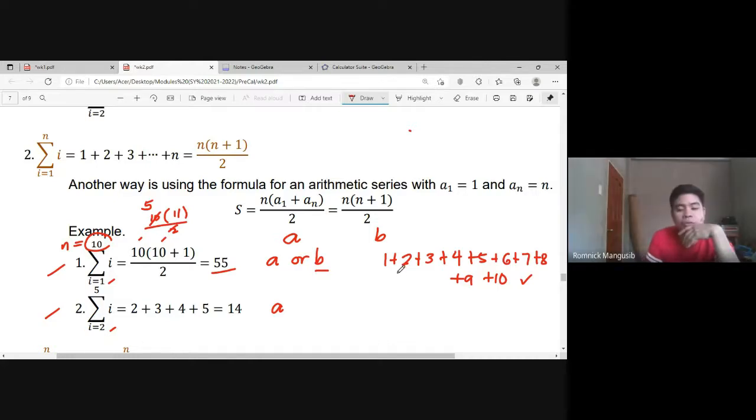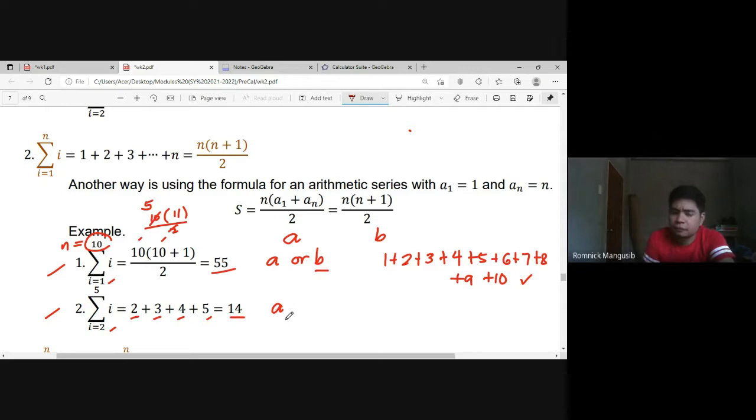Samantalang itong number 2, I starts from 2 and it ends from 5. Kapag gawin mo siyang manual, 2, 3, 4, 5. Nag-start ka daw kasi sa 2. So 2 plus 3 plus 4 plus 5. The answer is 14. Pero kung gusto mong gamitin ang formula A, may ibig sabihin nito, ang magiging A mo ay A sub 1. To use this formula, let me use another color.